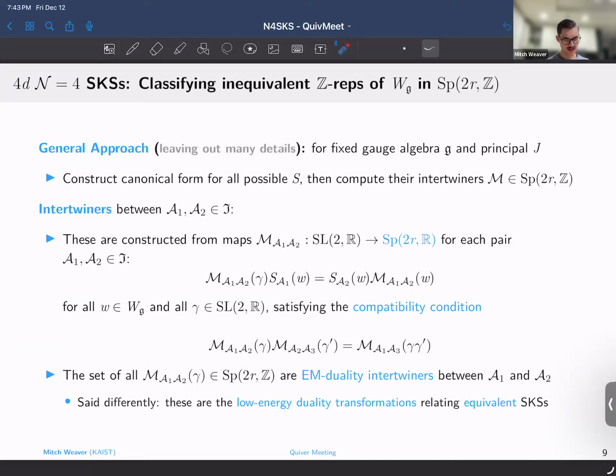And so basically it's the intertwiners that are a part of the EM duality group, which are sort of the low energy duality transformations that relate different special Kahler structures, or rather equivalent special Kahler structures.